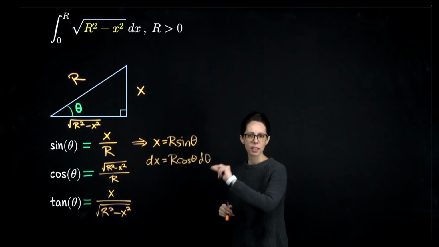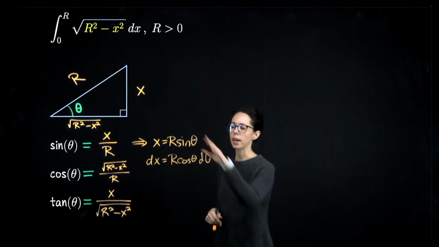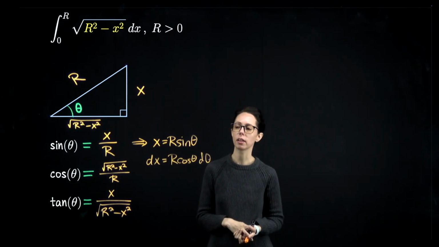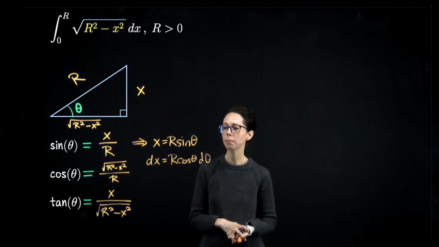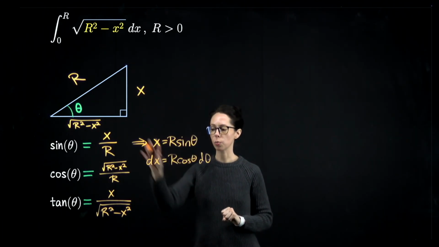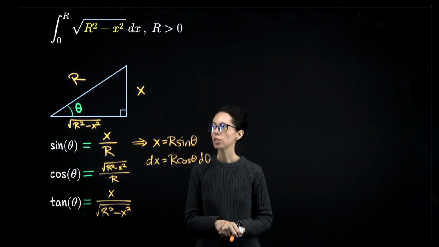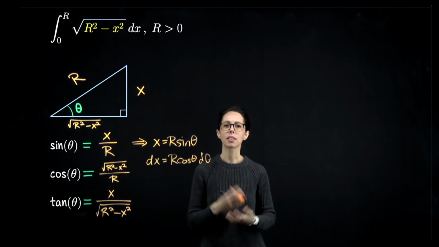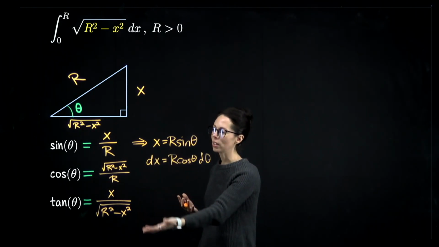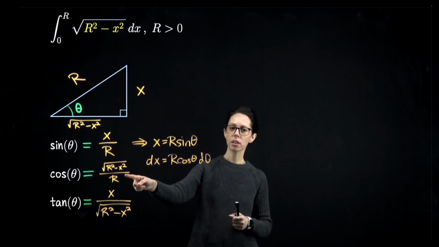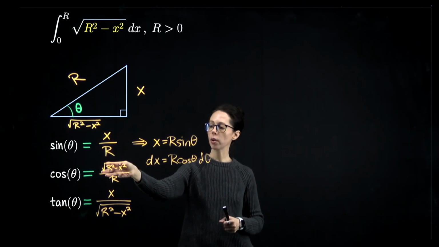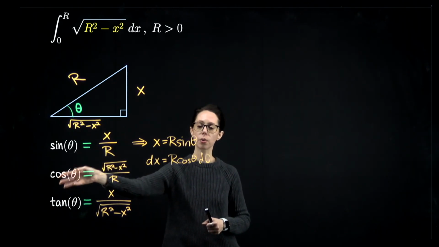Everything up to this point is kind of routine for me. Draw the triangle, label the sides, do the SOHCAHTOA, and figure out the best, cleanest looking relationship between x and theta. Then you get a little creative where you start trying to make replacements in your integrand. What I actually have in my integrand is the square root of r squared minus x squared. Does that look like any of these? Not exactly, but if I took this cosine statement and multiplied both sides by r, then I could say that the square root of r squared minus x squared is r cosine theta.